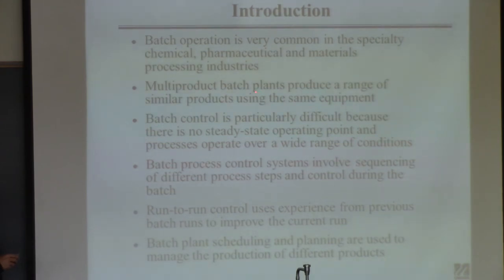Many batch plants make more than one product. Okay, so if you're in the polymer industry, for example, you typically make more than one type of polymer because you have more than one type of customer. The customer tells you what they want, and then you have to make the batches and give them to them. So you use the same equipment for different polymers. Okay, so that's multi-product. So batch control is fundamentally different than what we talked about.